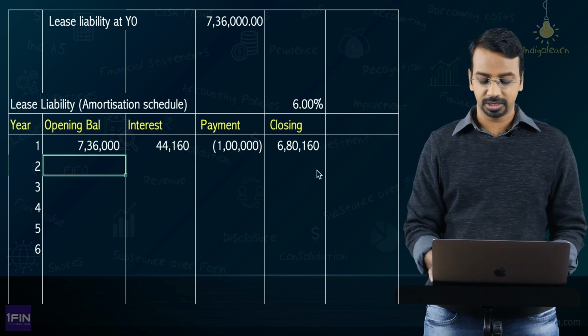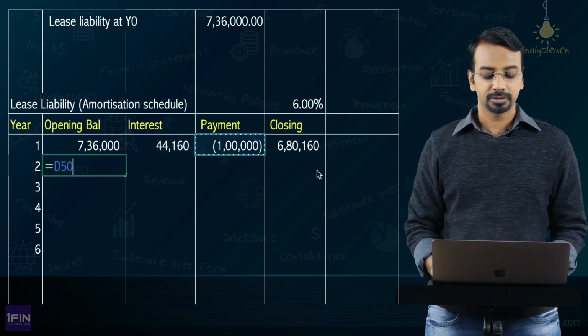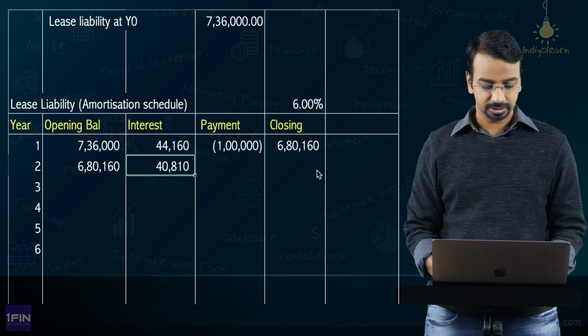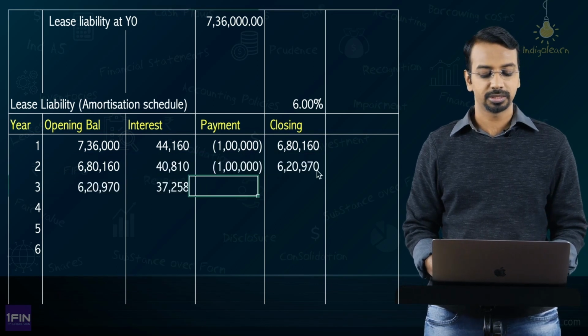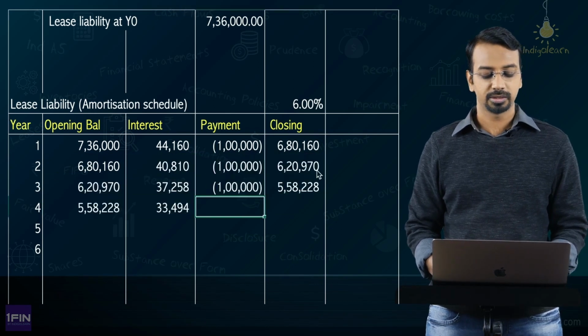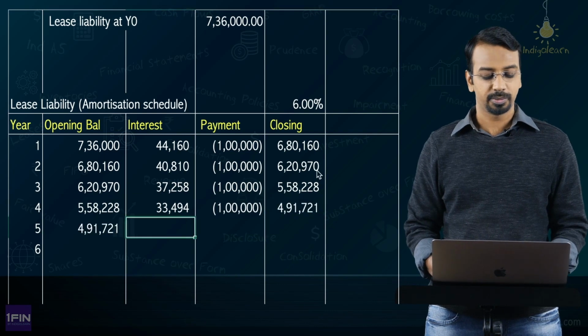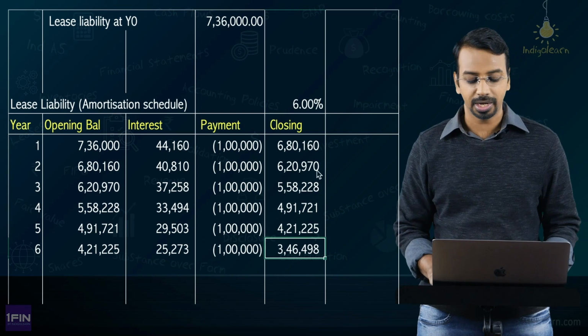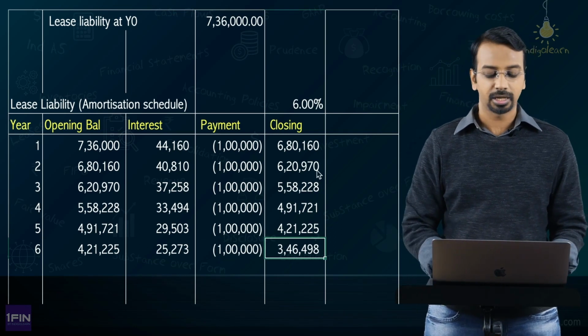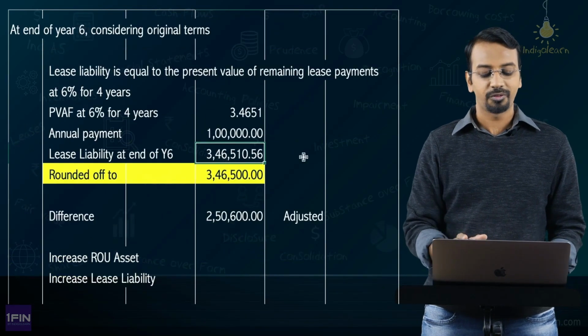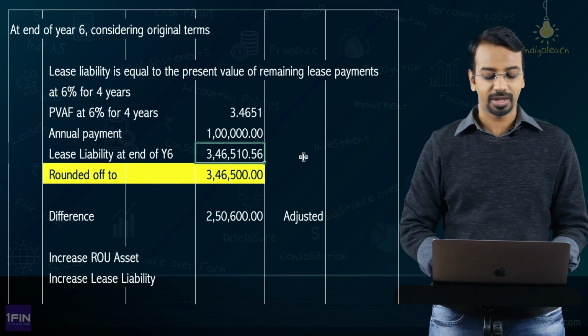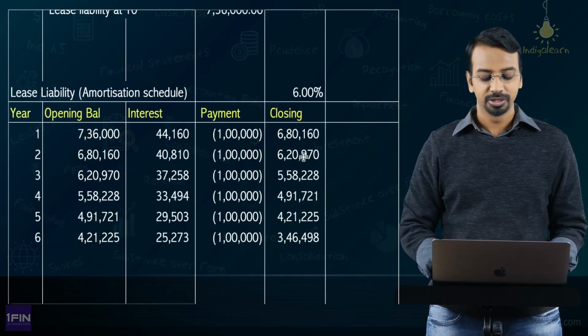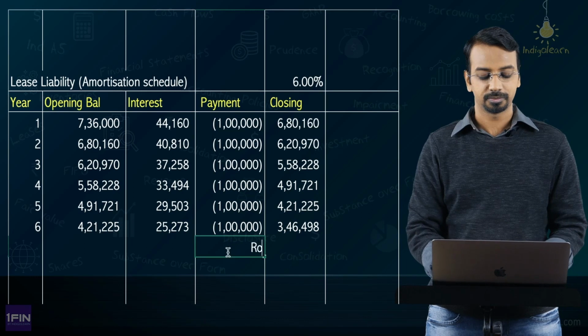Okay. So you can repeat this for 6 years. Opening balance, interest, payment, closing balance, and so on for each year. You get 346,498. How much did we get above? We got 346,510. We rounded off to 346,500. This also you can round it off to 346,500.